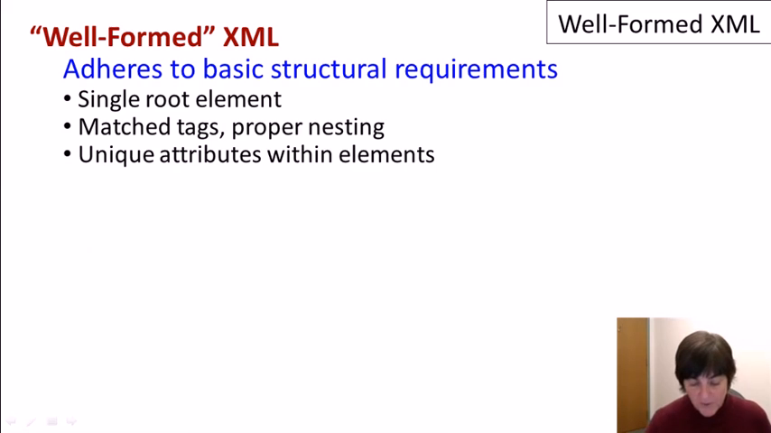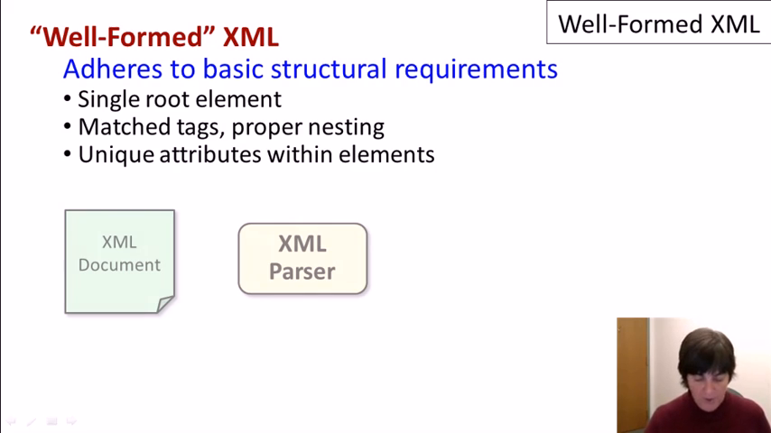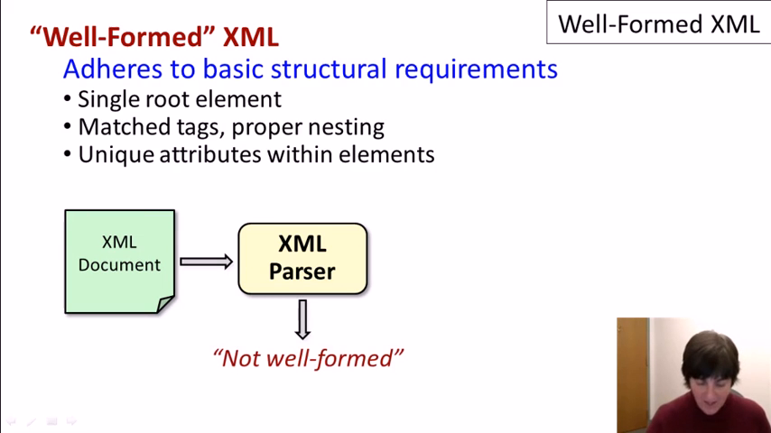In order to test whether a document is well-formed, and specifically to access the components of a document in a program, we have what's called an XML parser. So we'll take an XML document here, and we'll feed it to an XML parser, and the parser will check the basic structure of the document, just to make sure that everything is okay. If the document doesn't adhere to these three requirements up here, the parser will just send an error saying it's not well formed. If the document does adhere to the structure, then what comes out is parsed XML.